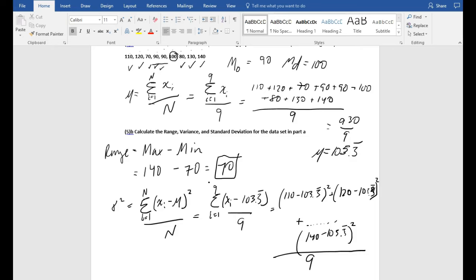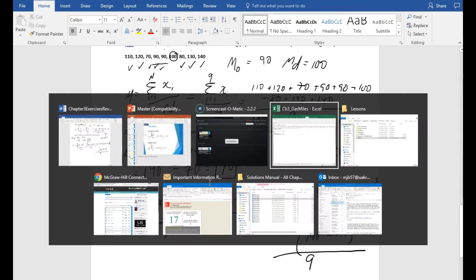So this is just 110 minus 103.3 repeating squared, plus 120 minus 103.3 repeating squared, plus 70 minus 103.3, and so on through 9 terms. So you take each number, each x sub i, each data point, minus the mean, square that difference, add those up, and divide by n, divided by 9. Okay, so we'll go over to Excel, and I'll show you guys how to do that in Excel, kind of like we did in the lecture.